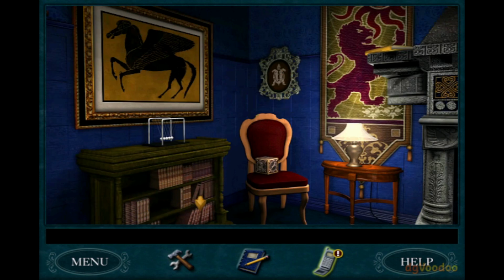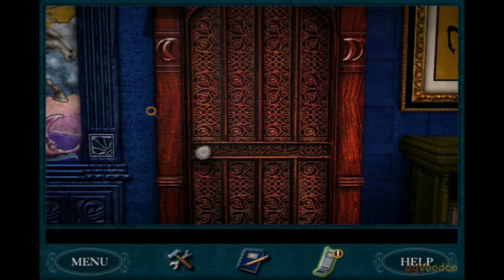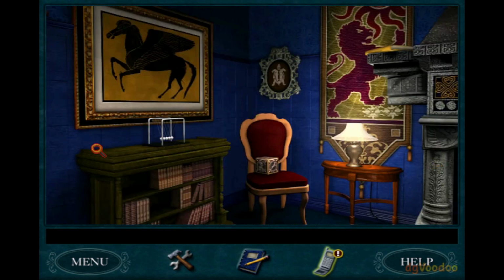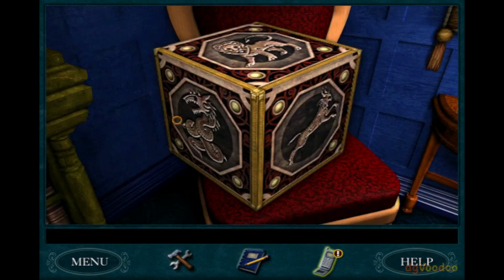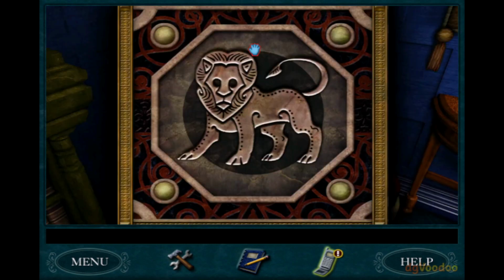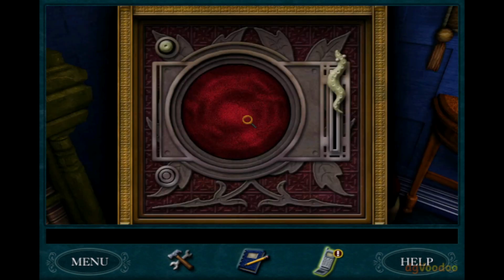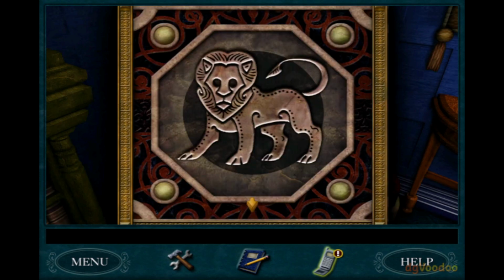Books that we can't look at more closely. And then we've got the door. So that's that. I wonder what we need to do with these things. Or like with this box, I guess. Do we have to like set the different sides of the box to the correct color and moon phase?